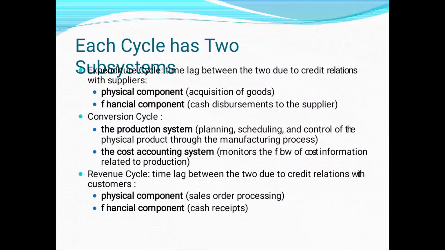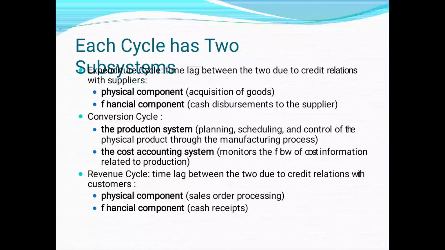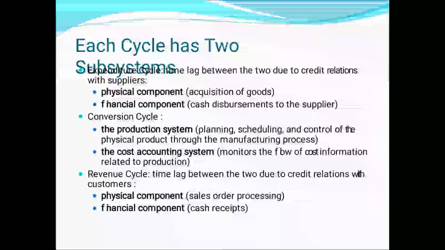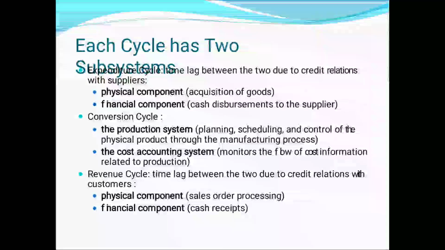How about naman yung two subsystems under the conversion cycle? So first we have the production system, the planning, scheduling and control of the physical product through the manufacturing process. So consider natin sa isang manufacturing company that produces automobiles. The production system involves planning the production schedule, then scheduling resources such as labor and machinery, and controlling the manufacturing process to ensure efficiency and quality.